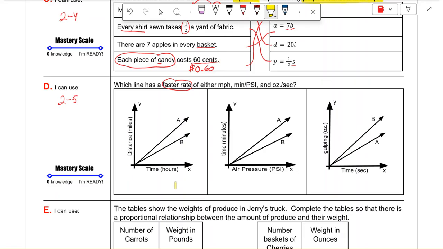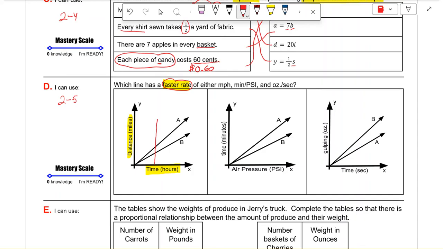The first one right here, we can see that our x value is time in hours, and our y value is distance in miles. And we're looking for the faster rate. So if you want to find the faster rate, you always got to look at time. And what you do is you take a straight edge and you draw a vertical line straight up.